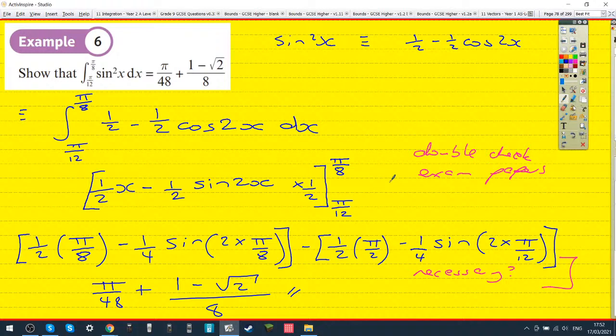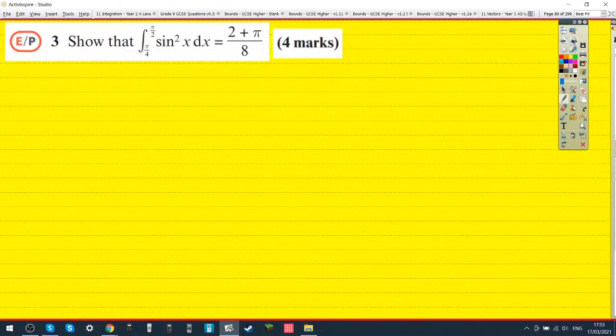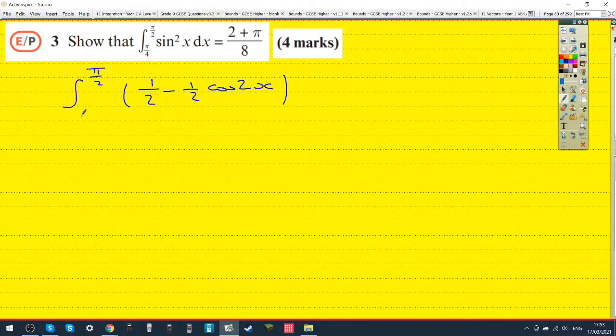How did you do this? A half minus a half cos 2x. The reason why you do that is because you don't know how to integrate cos squared x or sine squared x. And then you just go from there. You would integrate it, you would sub in one, sub in the other, minus, etc. That's what that's all about.